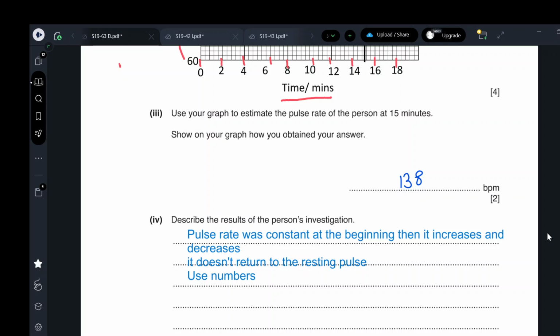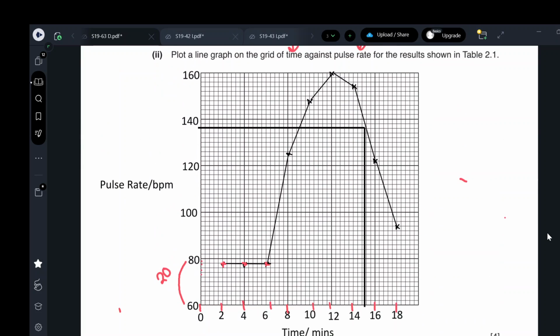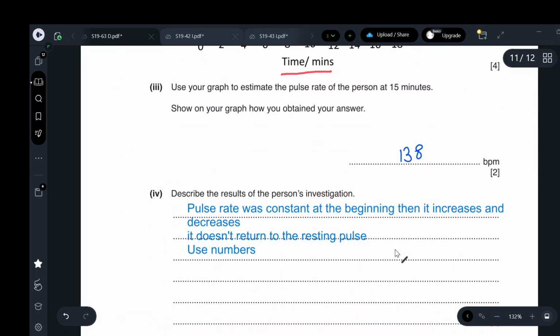The question after is a describe question. Describe the results. Description: The pulse rate was constant and then it increased until minute 12. It reached the maximum of 160 beats per minute at minute 12, and then it started to decrease. It did not return to the normal level, the resting level before exercise. You can also use numbers. Use numbers from the graph.